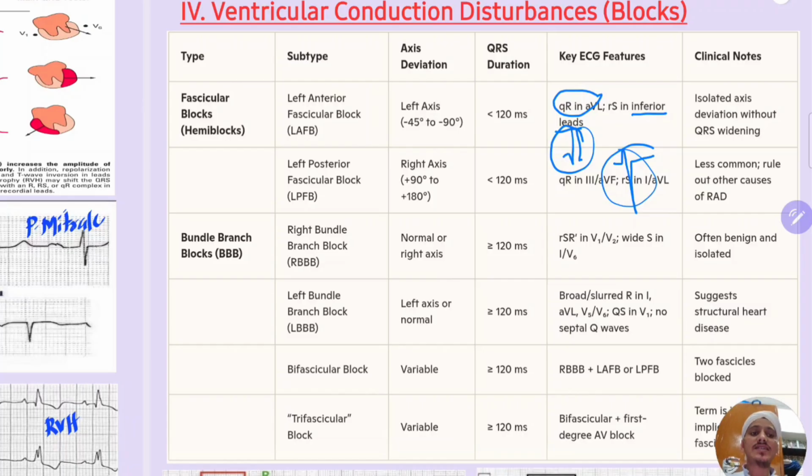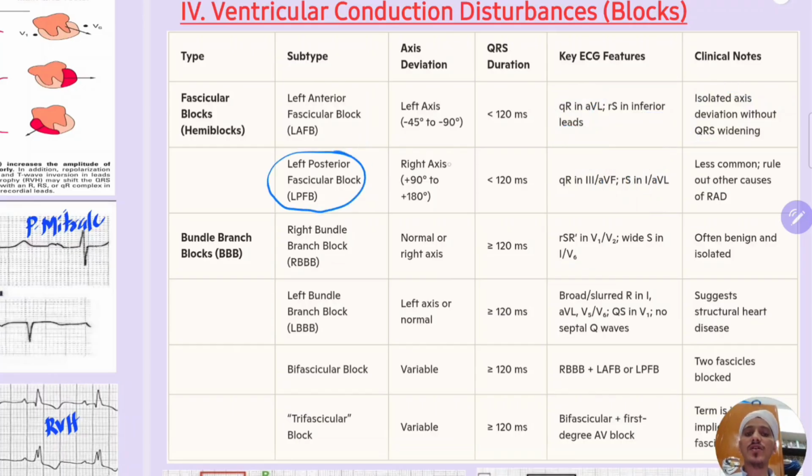So isolated axis deviation without QRS widening will be the pattern. Okay. So when there is left posterior fascicular block, the posterior fascicle is blocked.